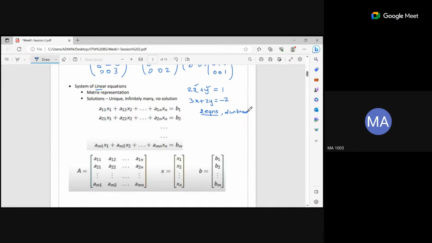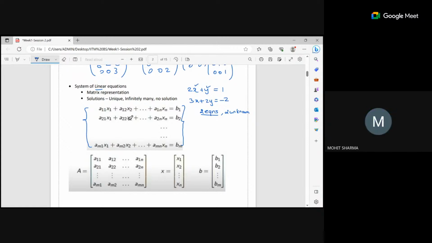Now here you have a set of linear equations. Can you say how many equations you are having here in this set? m equations, from 1 up to m. So you have m equations. And how many unknown variables are there?